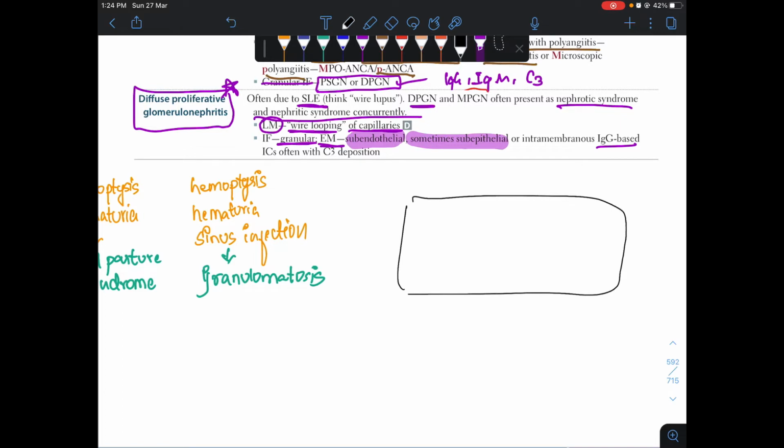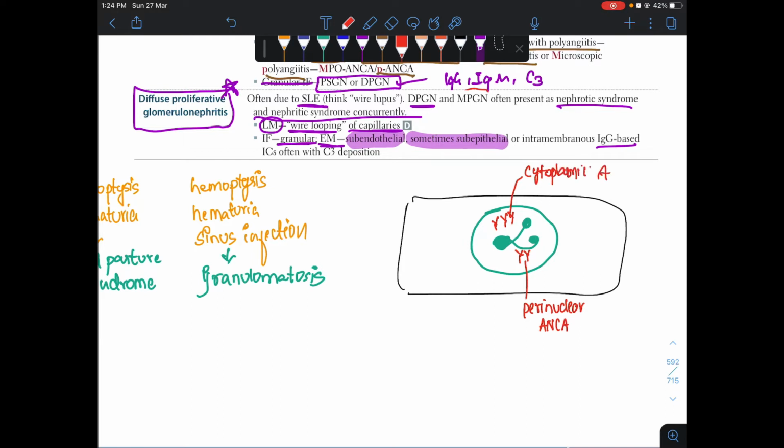That is, in a slide, if we take the neutrophil and place the antibodies, if antibodies are against the nucleus, this is called perinuclear ANCA. And if antibodies are in the cytoplasm, we call it cytoplasmic ANCA.